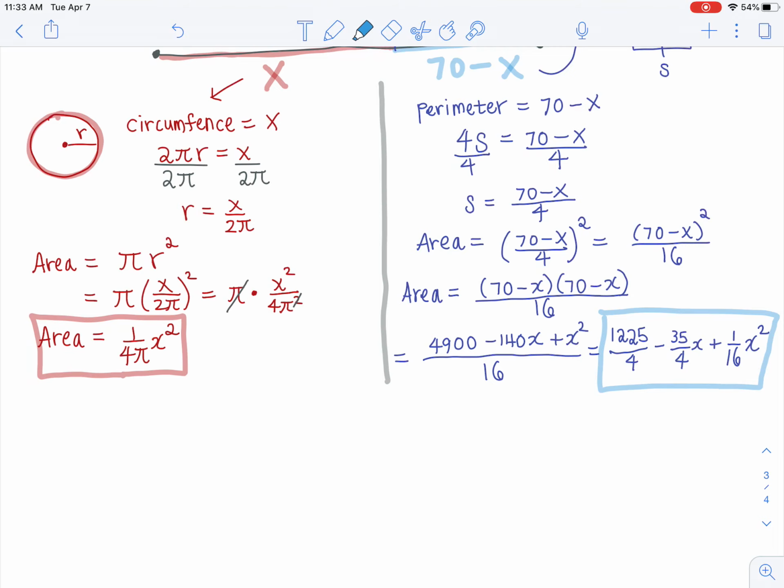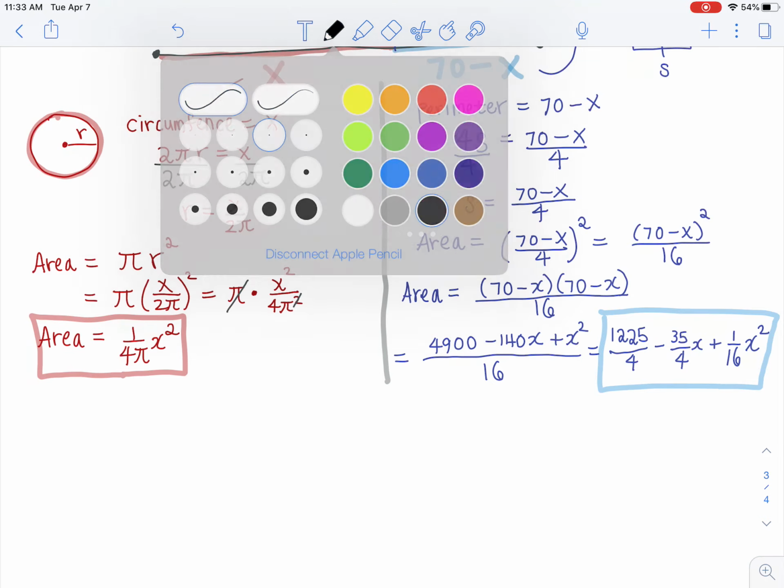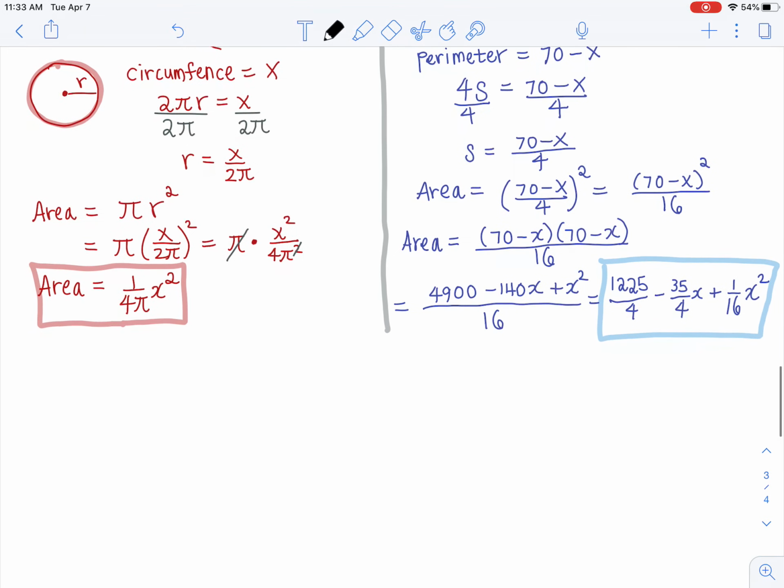Now, I would think this area of a square is easier than area of a circle, but I did more work to find the area of the square, but I got it. I got the red piece and the blue piece. Guess what? Their combined area is simply their sum. So I'm going to add these two together and call that A of x. This is my combined area function.